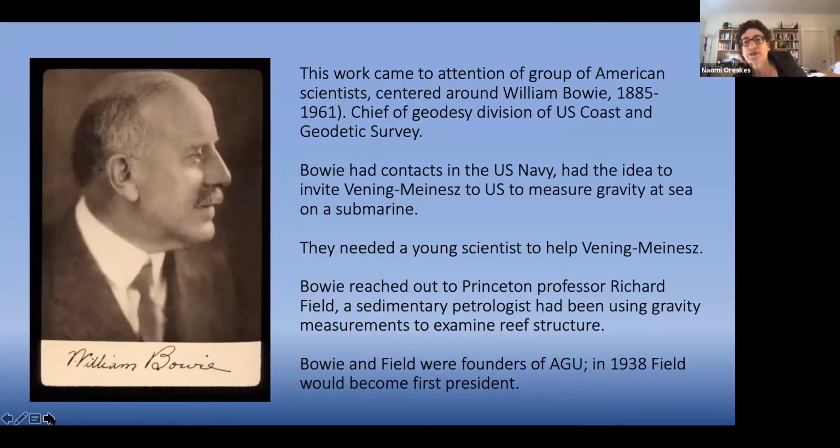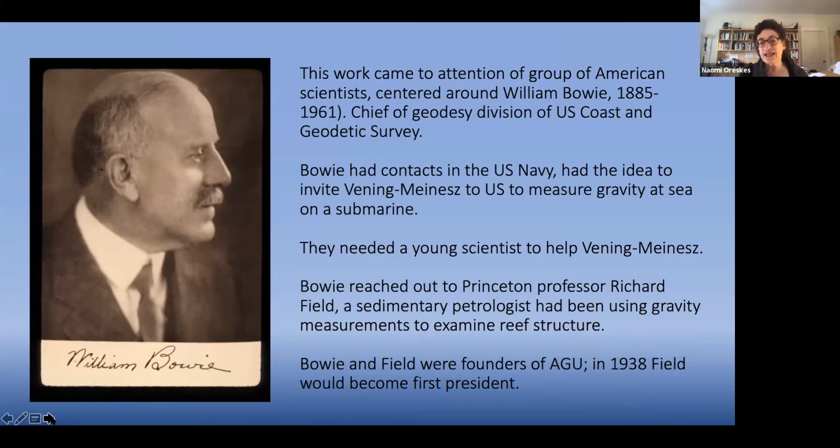So this work came to the attention of a group of American scientists centered around William Bowie, who lived from 1885 to 1961, and was chief of the Geodesy division of the US Coast and Geodetic Survey. The geophysicists in the audience will recognize this name because AGU has a Bowie Medal, which is one of the highest honors in the American Geophysical Union. Bowie, because he worked at the Coast Survey, had good contacts in the Navy. And he had the idea that maybe they could invite Vening-Meinesz to the United States to measure gravity at sea on a submarine the same way he had done in Indonesia.